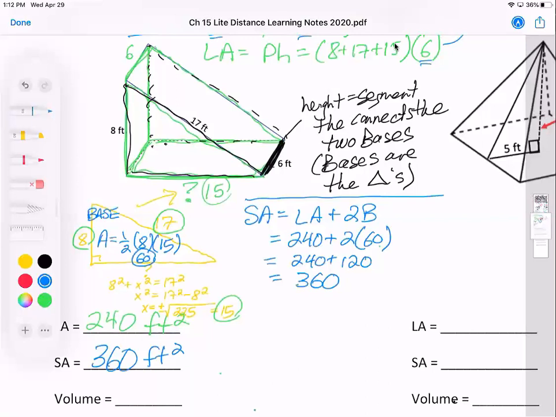Notice my answers are not in terms of pi because we have no circles here. There's no circumference, there's no area of a circle. So it's just 240 and 360. And my surface area is larger than my lateral area, so that's a good quick check.